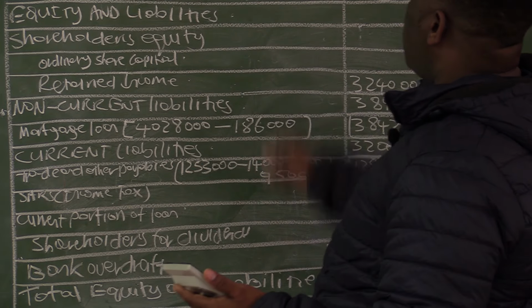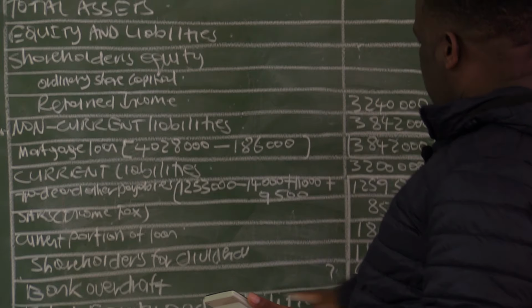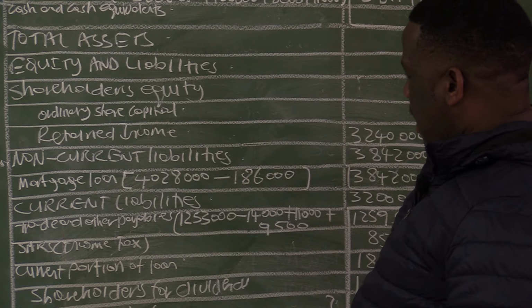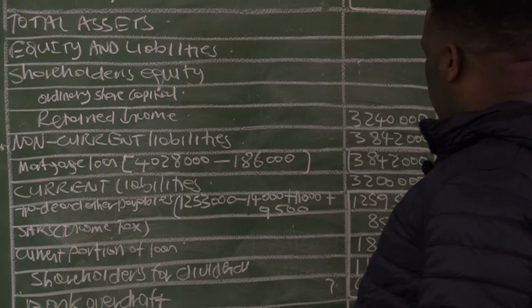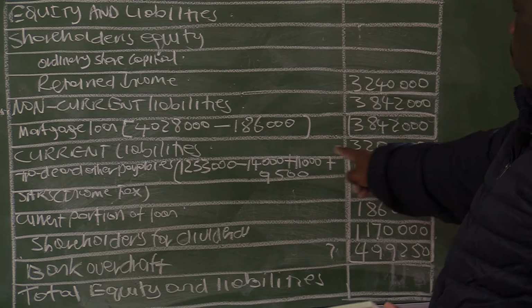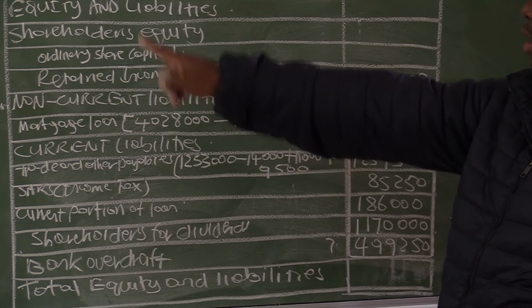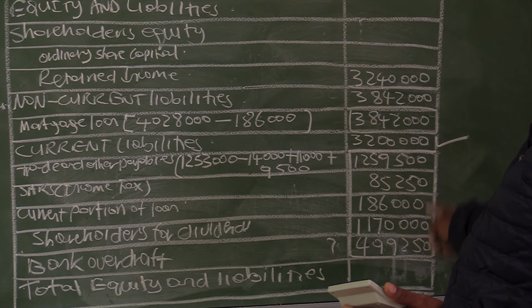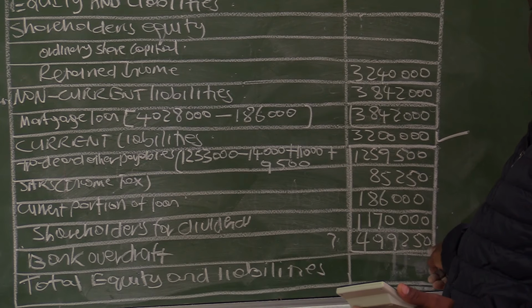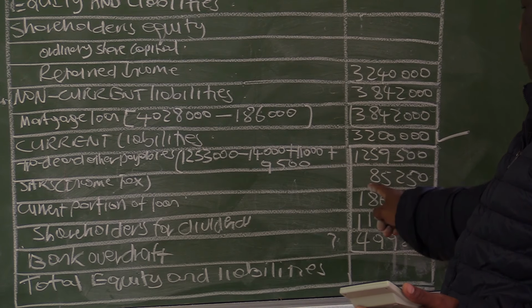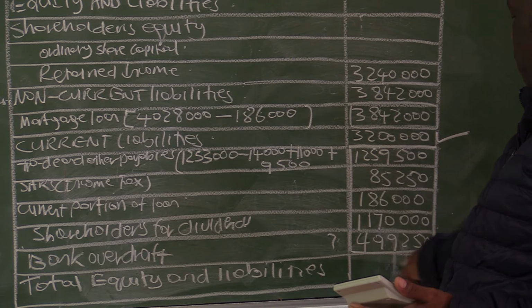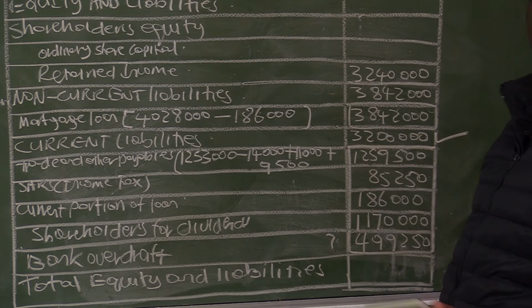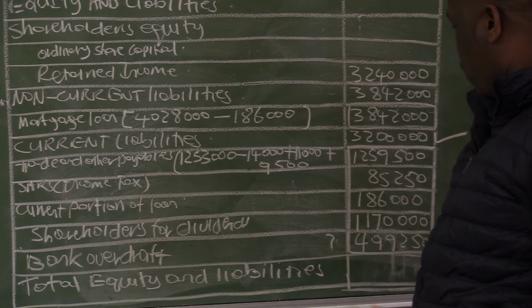Right. And even here under current liabilities, the missing amount was bank overdraft. Fortunately, we had the total for current liabilities that we calculated using the acid test ratio. So if you have the total and only one amount is missing, you just take the total and subtract all these amounts, because if you add all these amounts, you should get the total. So that is why we got 499,250.